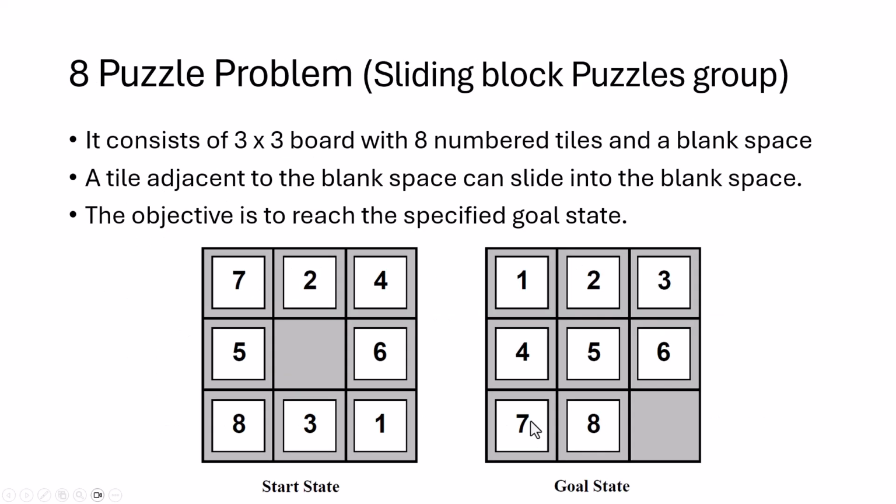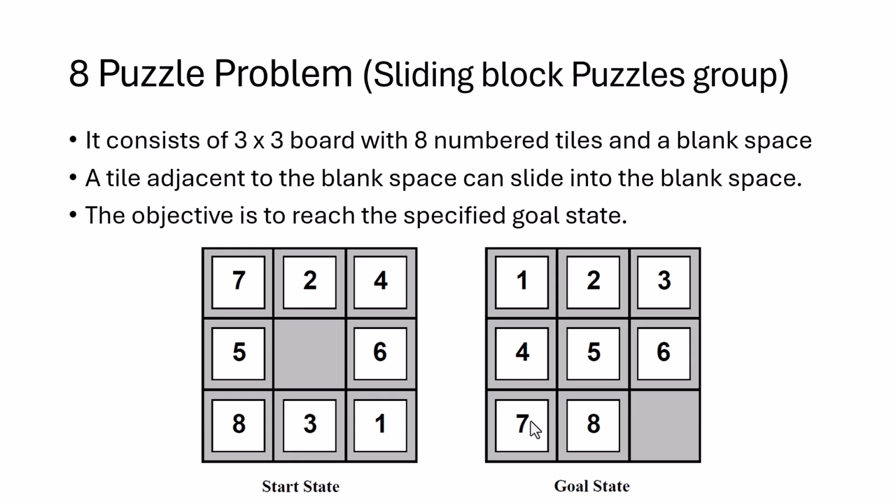Now let's see another problem, which is called the 8 puzzle problem, which is nothing but a particular problem in a group called sliding block puzzles. And this particular puzzle group is NP complete. So it's a hard problem to solve. But for smaller instances, it is possible to solve by trial and error, and it's not that expensive as well.